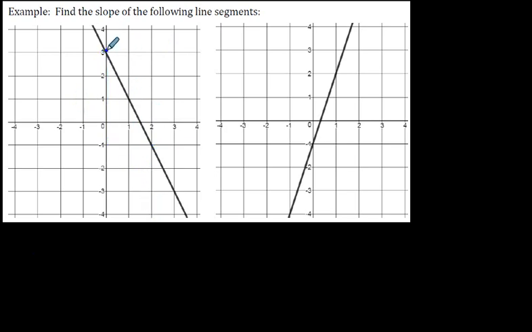Okay? Should we try one more? Let's look for another spot. Here's another spot. What if you pick these two dots? Well, the rise would be 1, 2, 3, 4, 5, 6. The run would be 1, 2, 3. Well, 6 divided by 3 is 2. I think you believe me now. As long as the line is straight, the slope will always stay the same no matter where you pick your spots. Okay, let's try the next question.